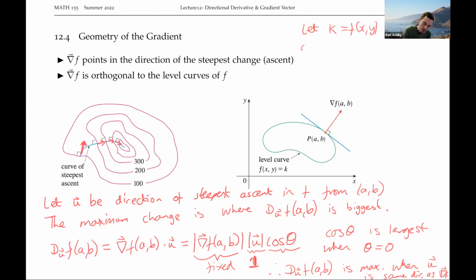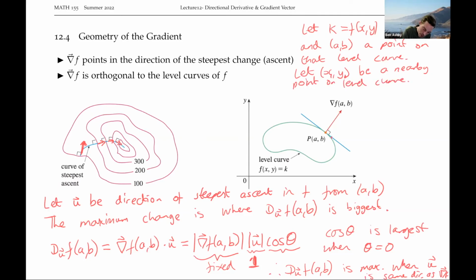And (a, b) is a point on that curve. And we can think about a point that's nearby, also on the level curve. So let (x1, y1) be a nearby point on the level curve.